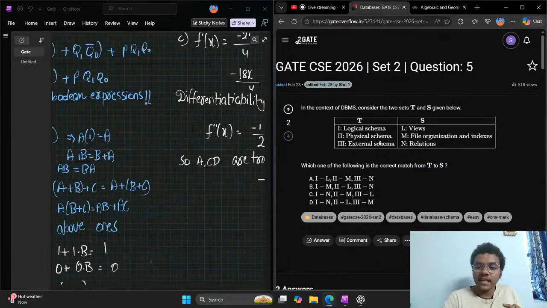Logical schema, physical schema, external schema. Logical schema is used. Physical schema. One L. What the fuck?